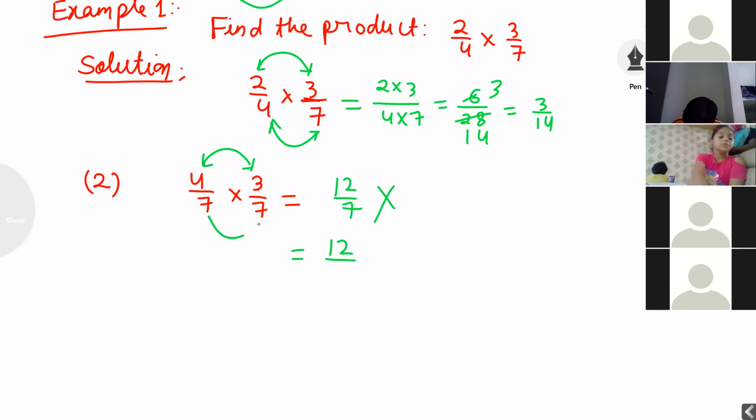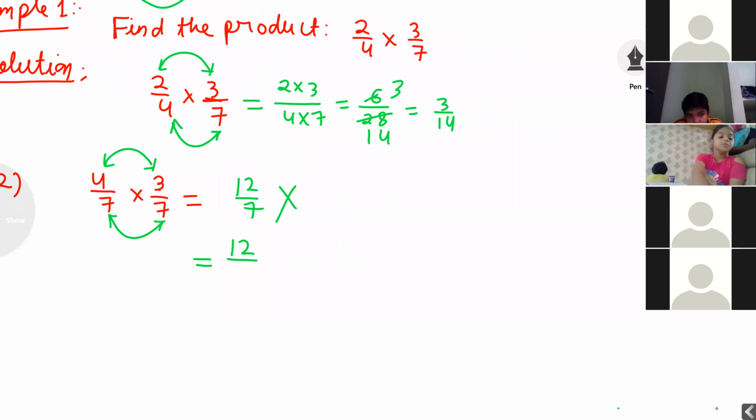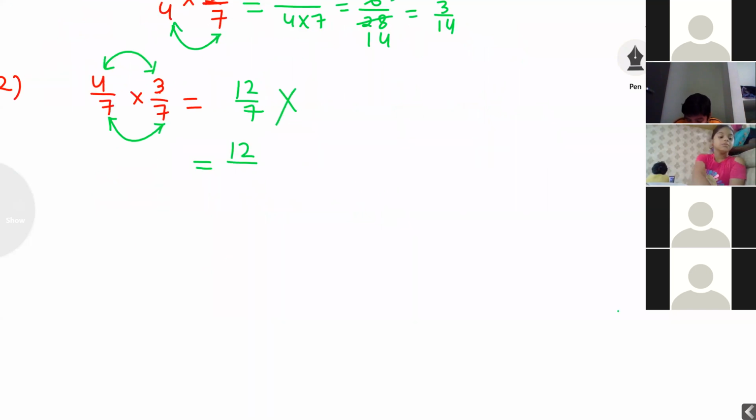Whether the denominators are different or the same, we are not bothered about that. Our target is simply to multiply numerator by numerator and denominator by denominator. Our answer is 12 by 49. This is the right answer. Don't get confused, students. When you are multiplying two or more fractions, simply multiply numerator by numerator and denominator by denominator, whether the denominators are the same or different.